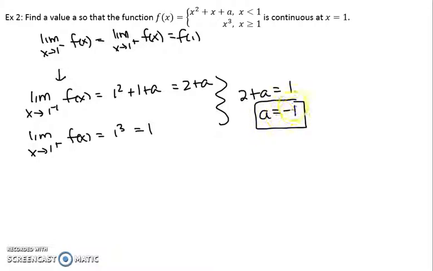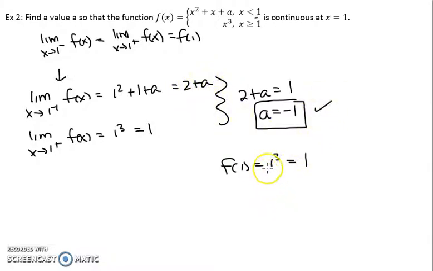If we plug negative 1 in for a, like I said, the limit's going to exist. If we plug 1 in, we would plug 1 into our function here. f of 1 equals 1 to the third, which is 1. Our limits are going to equal 1, right? This limit equals 1 if a is negative 1, 2 minus 1 is 1, so a equals negative 1.